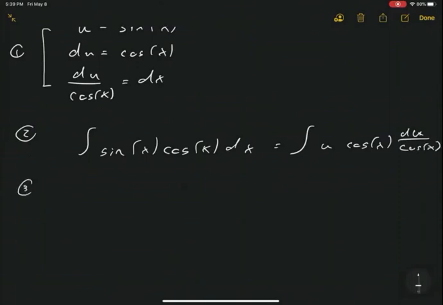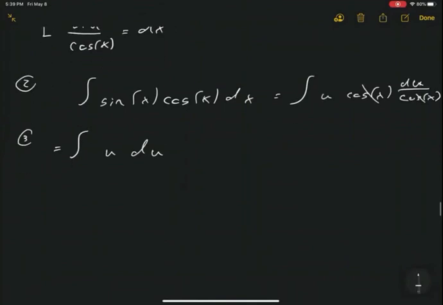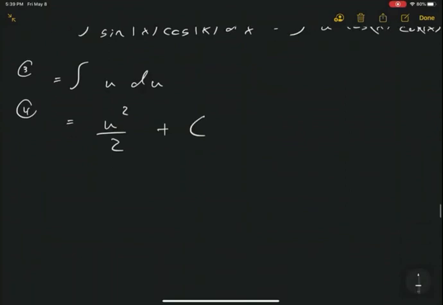Step 3 would be simplifying. When I simplify, these cosines are going to cancel. I just have the integral of u du. That's a pretty easy integral, just power rule. So I integrate easily. And then my last step for the indefinite integral would be to undo the substitution, right? Boom, and I'm done. So I get a nice simple answer.